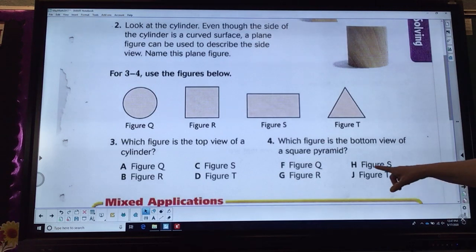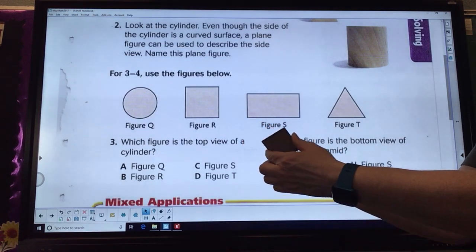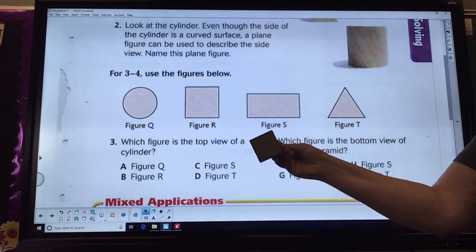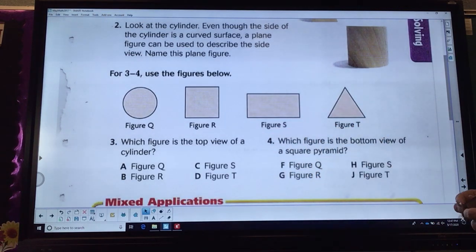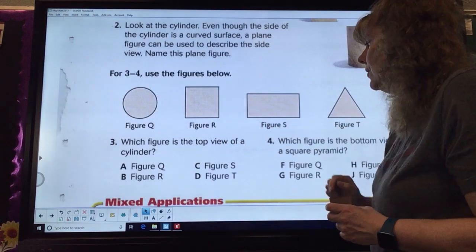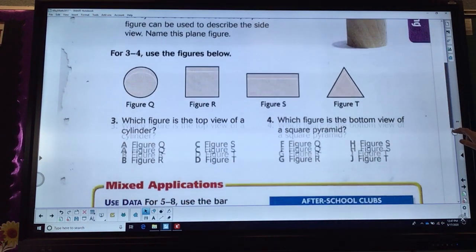Okay, number 4, which figure is the bottom view of a square pyramid? Okay, here's our square pyramid. If we turn it, there's our bottom view. And what shape do we see right here? If you said figure R, you are correct. It is a square.